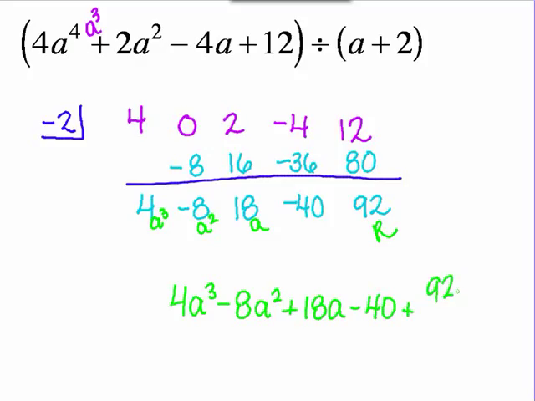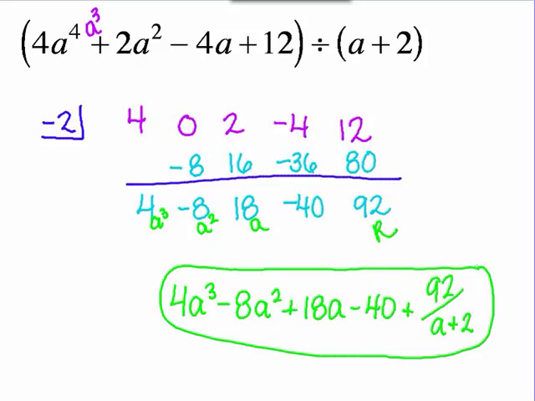92 over a plus 2. Very good. That's what we learned yesterday. So that is your final answer. Remember, we take our remainder, whatever our remainder is, and we put it over the divisor. Still think you could do R right there.